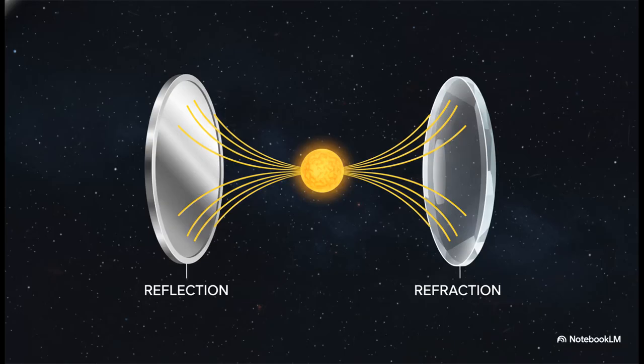Here's another thing that sets it apart, really highlighting its wave-like nature. Just like visible light, thermal radiation can be reflected by a mirror or bent by a lens. This property is exactly why those shiny reflective emergency blankets work so well. They're literally reflecting your body's thermal radiation right back at you, keeping you warm.